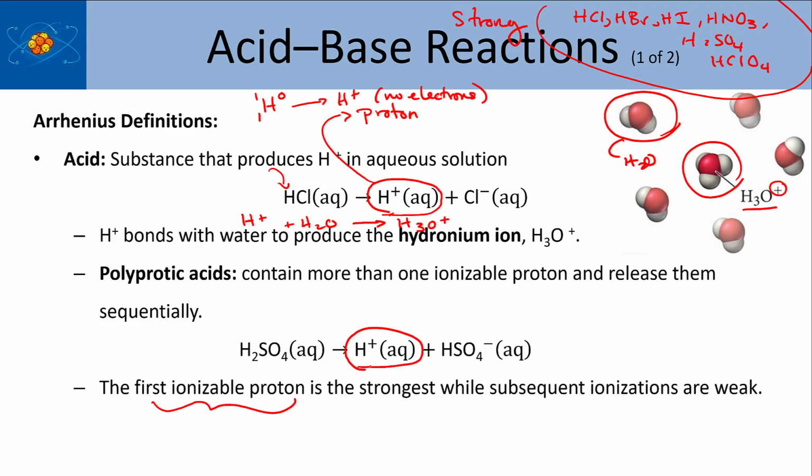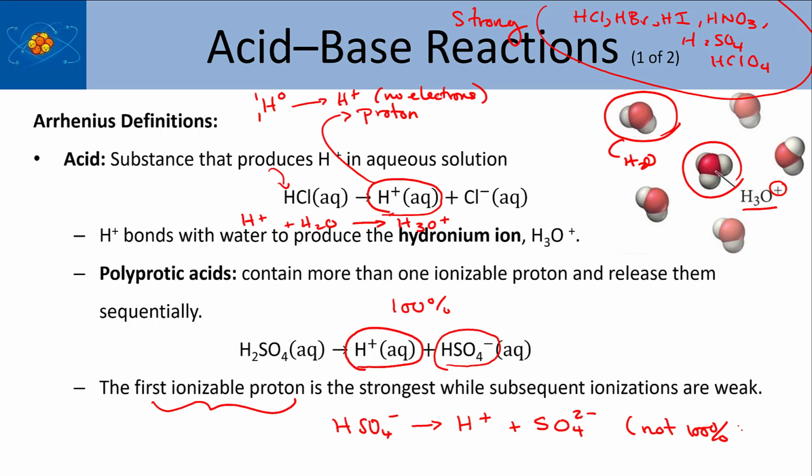The first ionizable proton is the strongest, and subsequent ionizations are weak. So actually, when you look at sulfuric acid, it has a strong first ionization, and then it forms hydrogen sulfate and hydronium. This is 100%. And then HSO4 minus can also undergo ionization to form H plus or hydronium and SO4 2 minus, but this one is not 100%.